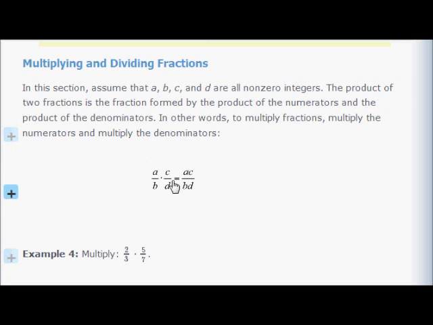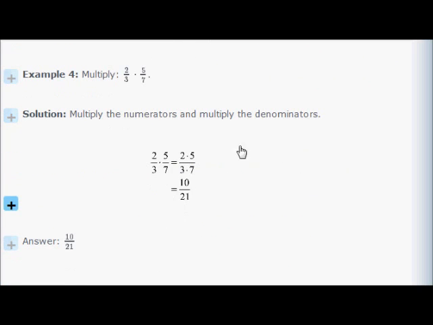So the product of 2 fractions is formed by the product of the numerators over the product of the denominators. So A over B times C over D is equal to A times C over B times D. So multiplying 2/3 times 5/7, you're just going to multiply the numerators, 2 times 5. And you're going to put that over the product of the denominators, which is 3 times 7. So you're going to end up with 10, 2 times 5 is 10, divided by 3 times 7, which is 21. So your answer is 10 over 21.